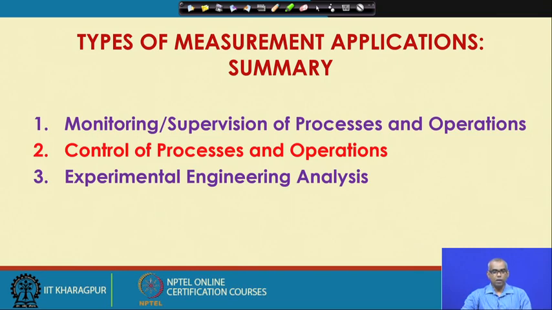So, in summary, we have three different types of measurement applications. First is monitoring or supervision of processes and operations. Second is control of processes and operations, which is one of the most important applications of sensors. And third is engineering analysis, which is also extremely important these days, because there are many complex systems which we do not understand properly, but with the advent of more and more sophisticated instruments, we can have a lot of data about the process, and it is possible to build empirical models such as neural network models for predictions of such processes.